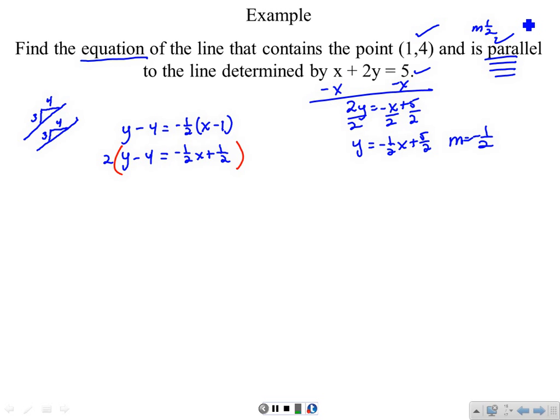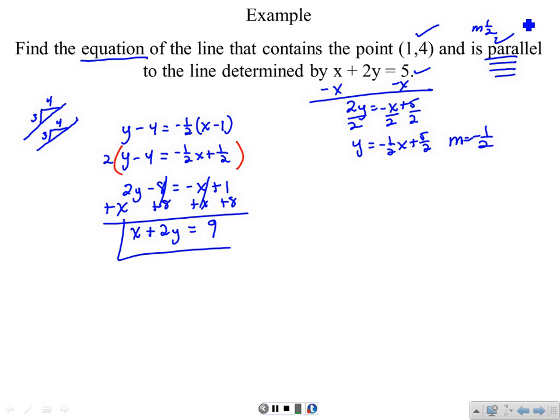So let's multiply everything by 2. So we'll have 2y minus 8 is equal to negative x plus 1. And then for standard form, I need to add x to both sides, and I need to add 8 to both sides. So these go away, and I'll have x plus 2y is equal to 9. And there you have it. So this line is parallel to this line because they have the same slope. But this line goes through the point 1, 4.